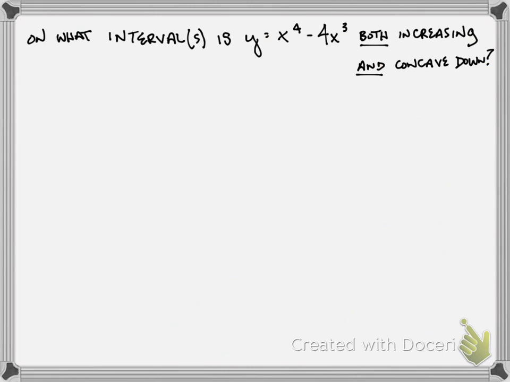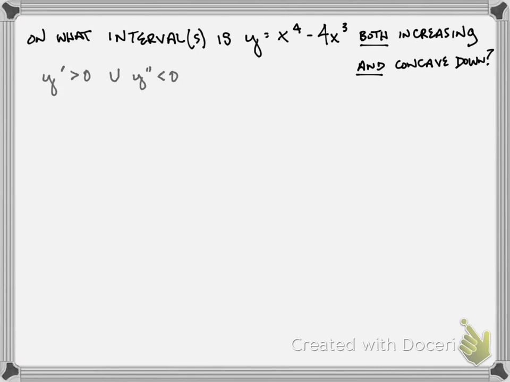We want to know on what intervals y equals x to the fourth minus 4x cubed is both increasing and concave down. And much like in the last example, I'm going to use some number lines to answer this question. So what we want to know is, where is y prime positive? And at the same time, I'm going to say union, y double prime negative. So we're going to use calculus to determine that.